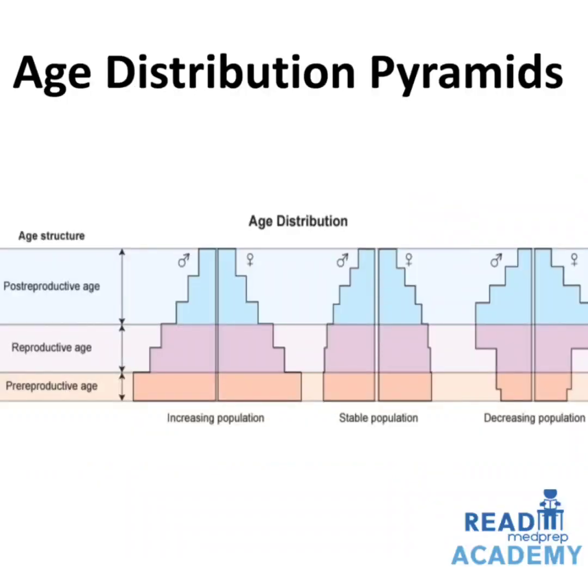Here you can see the age distribution pyramids, where age structure is given on the left side and the age distribution. The males are on the left side and the females on the right side. In an increasing population, the younger reproductive age group is more in number. In a stable population, the pre-reproductive, reproductive and post-reproductive age groups are equal in distribution and number. Whereas in a decreasing population, the post-reproductive or older individuals are more in number.